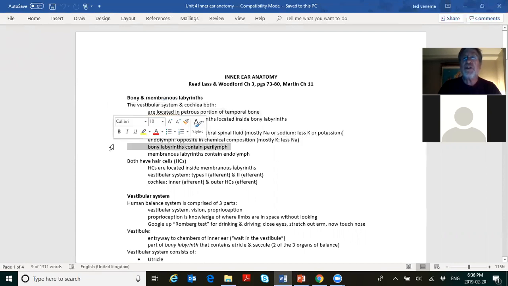Bony labyrinths contain perilymph. Membranous labyrinths contain endolymph. Now, you don't need to know which one's which. Perilymph contains mostly sodium and less potassium. Endolymph contains mostly potassium and less sodium. Can you see kind of where we're going here? It's almost like a battery.